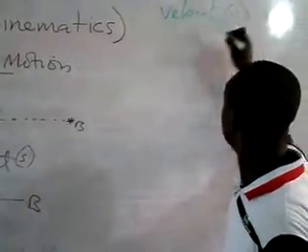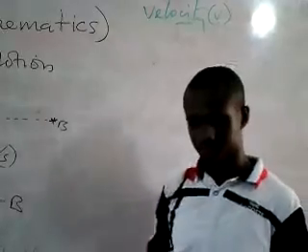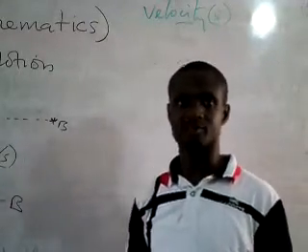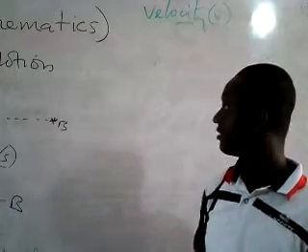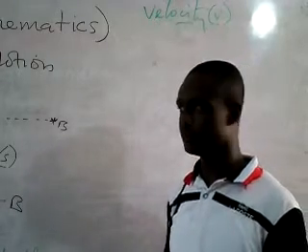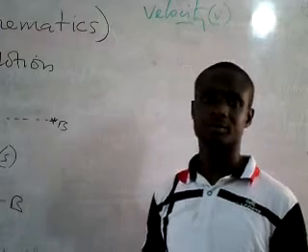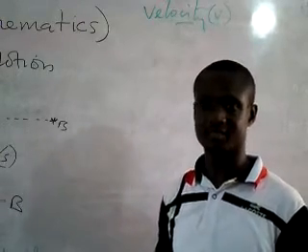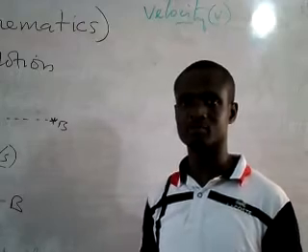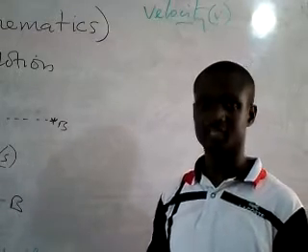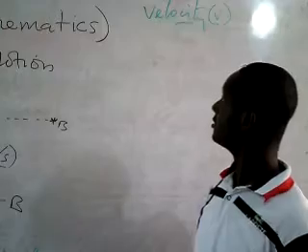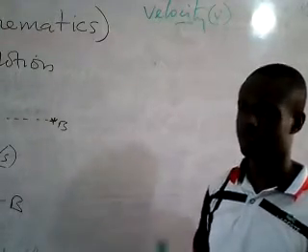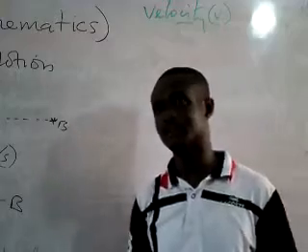Velocity. We use small letter v to represent velocity. And velocity is the rate of change of displacement, or distance moved with time in a specified direction. Distance moved by a body with time in a specified direction is called velocity. Or the rate of change of displacement moved with time.